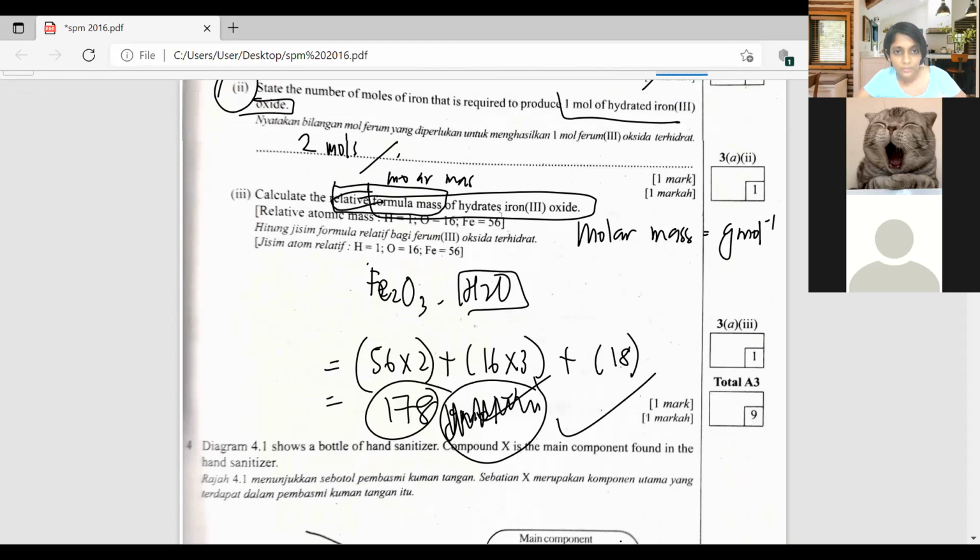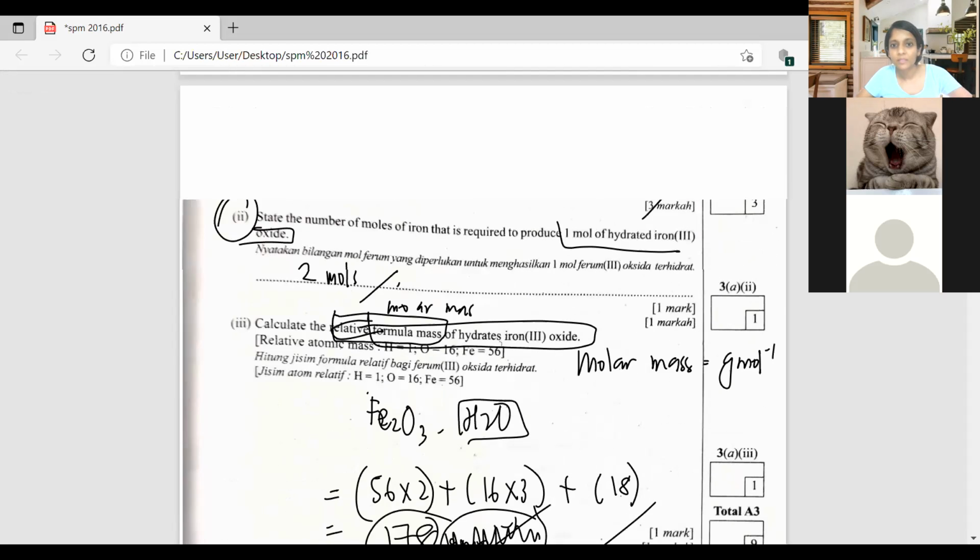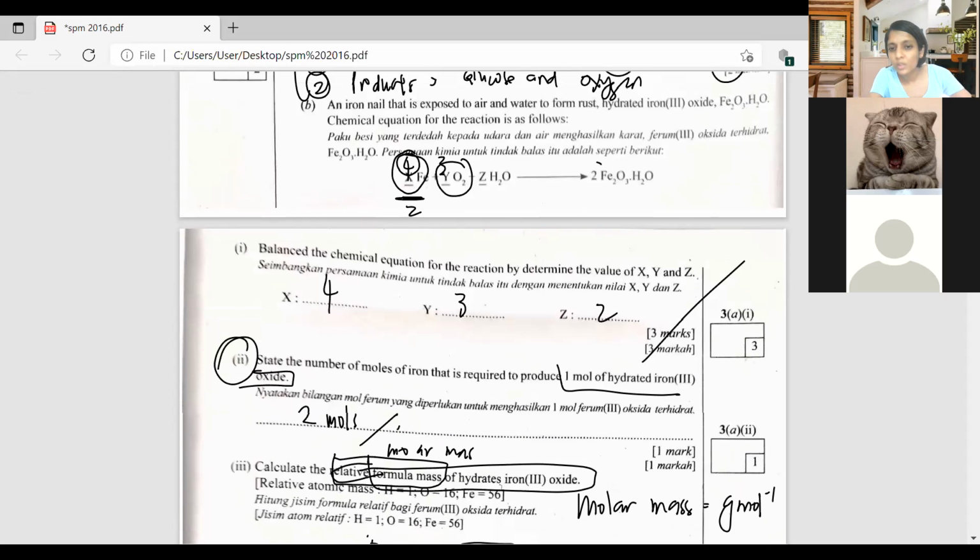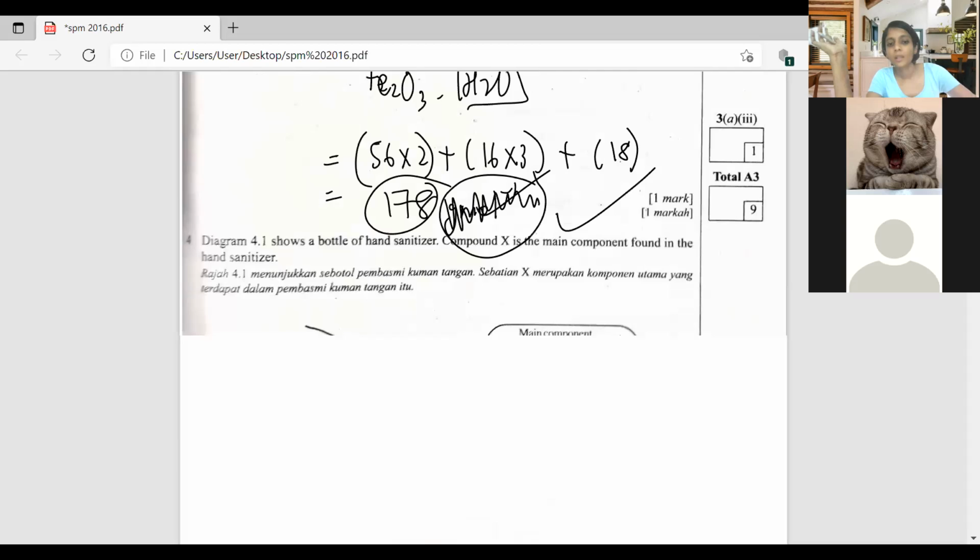Okay, sir, I have a question, sir. The 178, do we have to times by 2, sir? Because it said 2 moles. Yeah, I was waiting for someone to ask that. No need. Very good question that you asked. So when you see this 2 here, I do not take it into account when I'm calculating the relative molecular mass. No need at all. Good question, Barbie. Okay, good job.